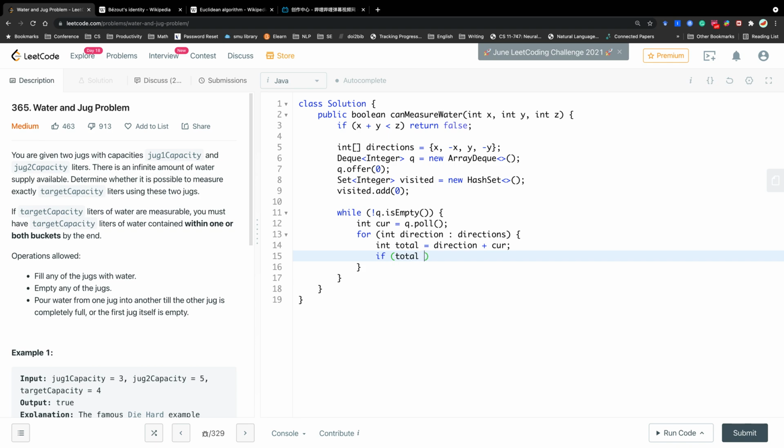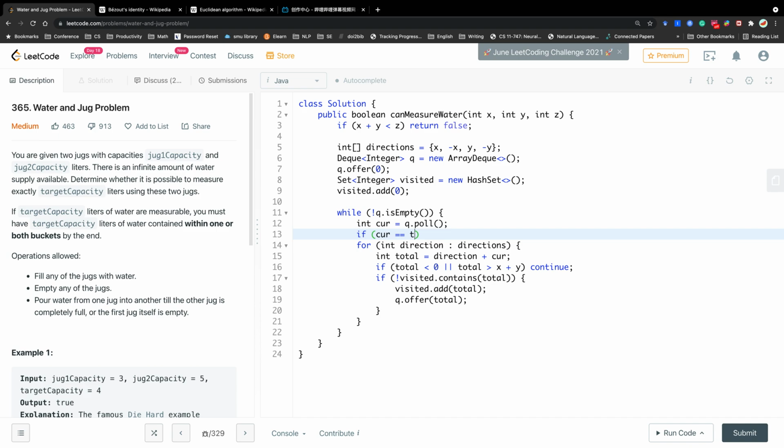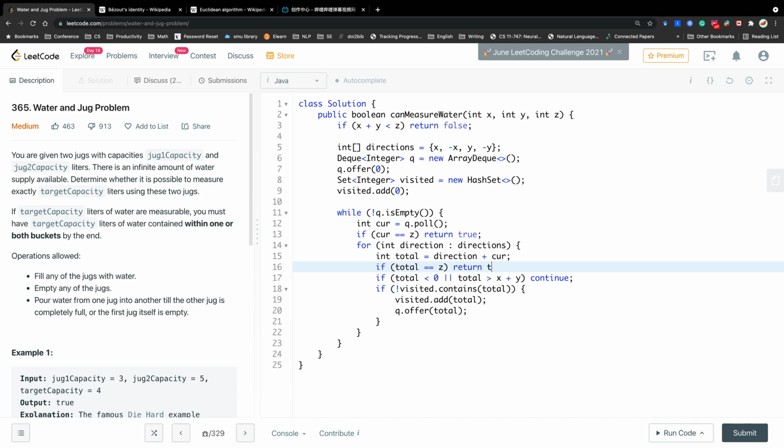We should also do some checks here. If total is less than 0 or total is greater than x plus y, we just continue. Otherwise, we check whether we already visited it before. So if the visited set doesn't contain this total, we add it to the visited set and offer it to the queue. Okay, but we haven't checked if the total equals z. If total equals z, we return true. Otherwise, we return false.